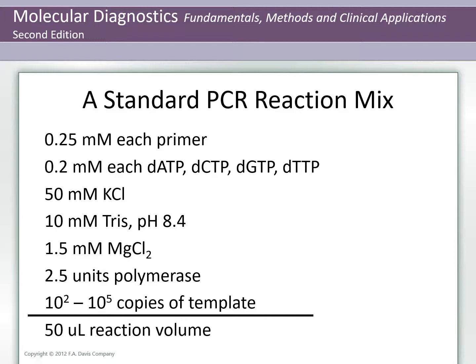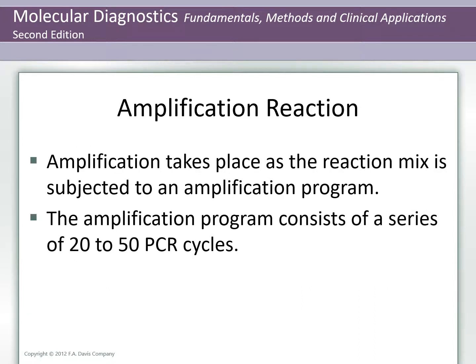The 1.5 millimoles of magnesium chloride are a divalent cation that are required by the enzyme. The 2.5 units of polymerase are the enzyme that extends the primer. And finally, the 10 to the second to 10 to the fifth copies of the template are the actual sample DNA that's being tested. When performing PCR, amplification takes place as the reaction mix is subjected to an amplification program. The amplification program can consist of a series of anywhere from 20 to 50 PCR cycles.